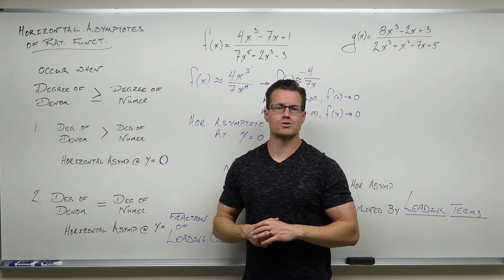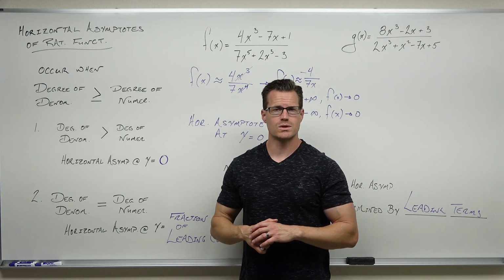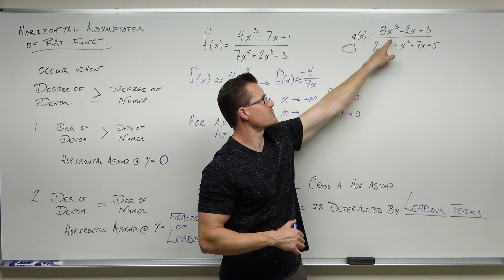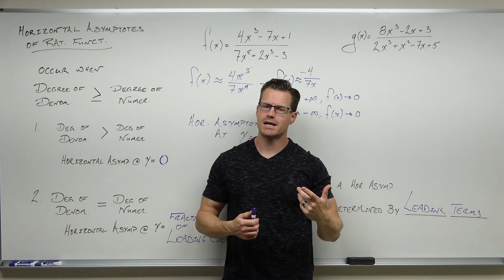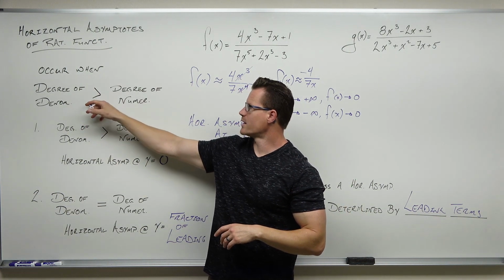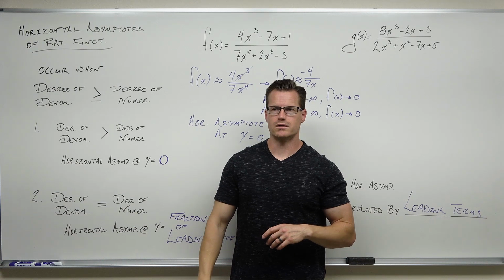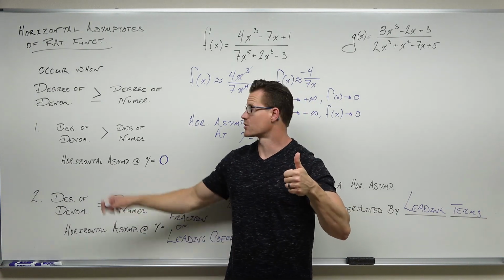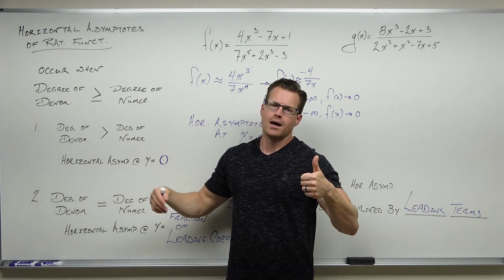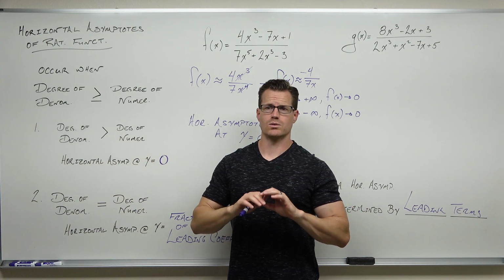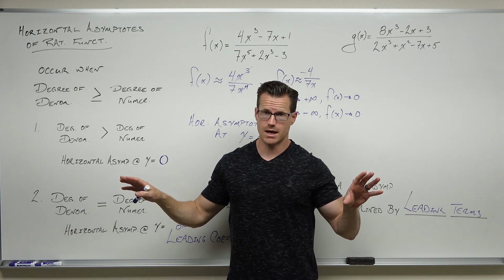Well, all we've got to do is really look at our degree. The degrees are 3 on the numerator and 3 on the denominator, and those happen to be the same. So we think through it: is the degree of the denominator greater than or equal to the degree of the numerator? Yes, it is. They're actually equal, but yes, greater than or equal. And so we know right now that we are going to have a horizontal asymptote for sure.